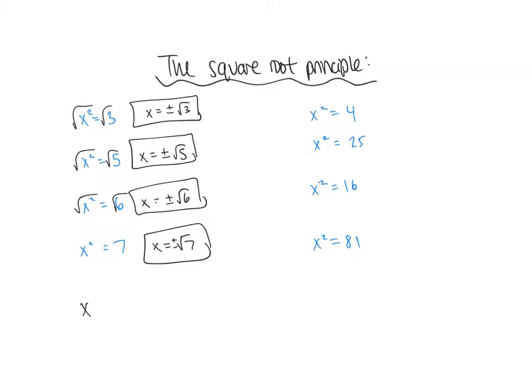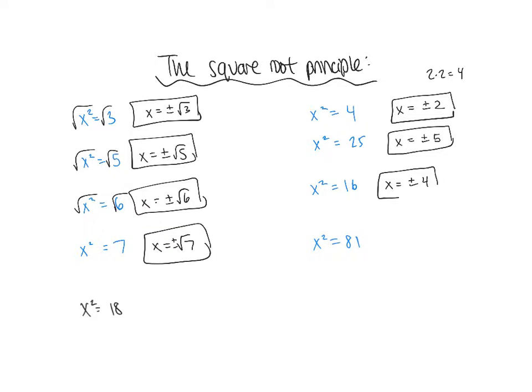Now let's say we have x squared equals 18. Well, we'll get to that one in a minute. Now over here, when I take the square root of 4, well, I know the square root of 4 is 2. Because 2 times 2 is 4. So I'm going to put plus or minus 2. I know the square root of 25 is 5. So I'm going to put plus or minus 5. I know the square root of 16 is 4. So I'm going to put plus or minus 4. Square root of 81 is 9. So I'm going to put plus or minus 9.